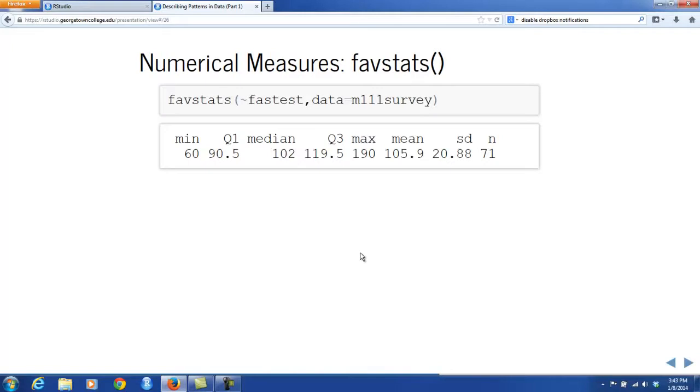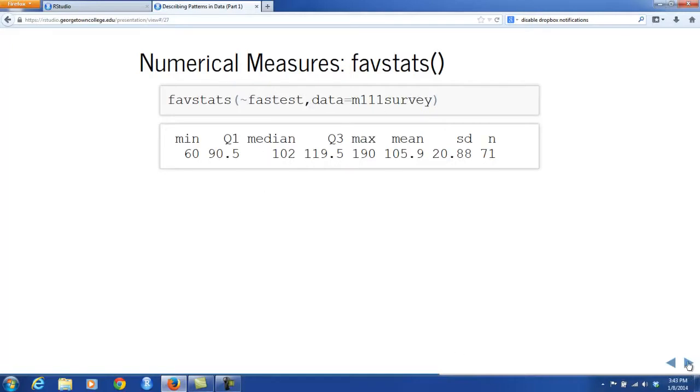So heading for the numerical measures. A convenient way to get a lot of numerical measurements for a numerical variable is the function favstats from the Mosaic package. Favstats works with the familiar formula data input, so you have a formula consisting of just the variable fastest with the twiddle in front to alert R to the fact that a formula is there, and then again the data argument.